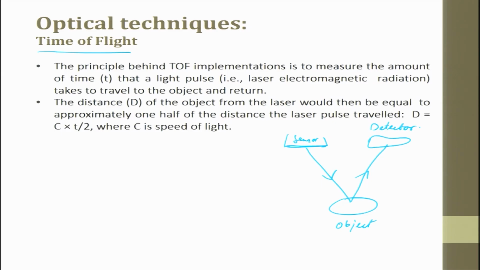The principle behind time of flight implementation is to measure the amount of time that a light pulse, laser or electromagnetic radiation takes to travel to the object and return back. The distance d of the object from the laser would then be approximately 1/2 of the distance the laser pulse traveled, d = c × 2t. So, d = c × t/2. What is t? t is the time taken. c is the speed of light. So, with this you can find the time of flight.